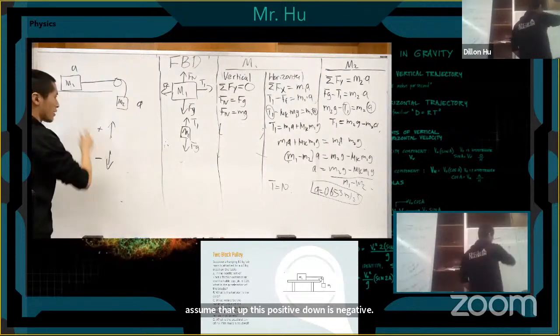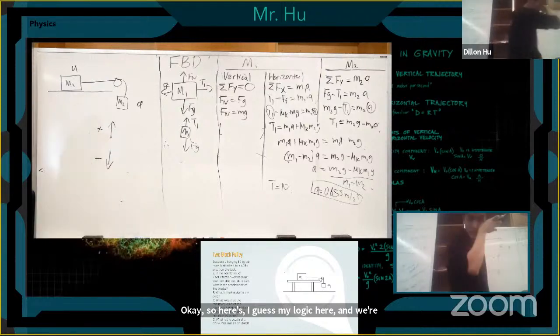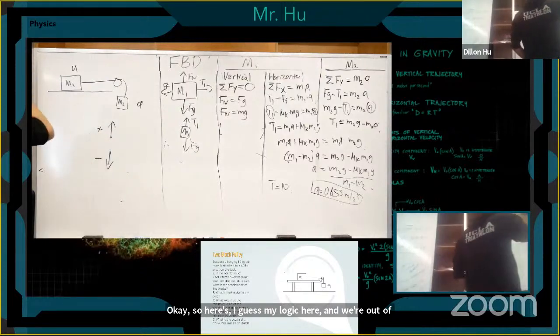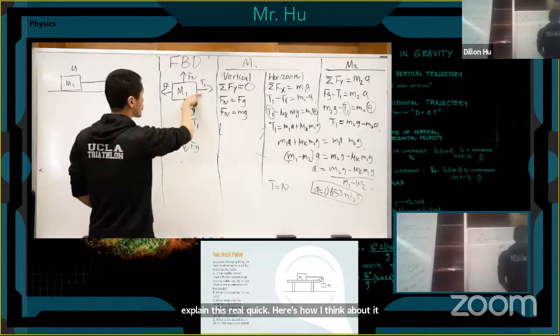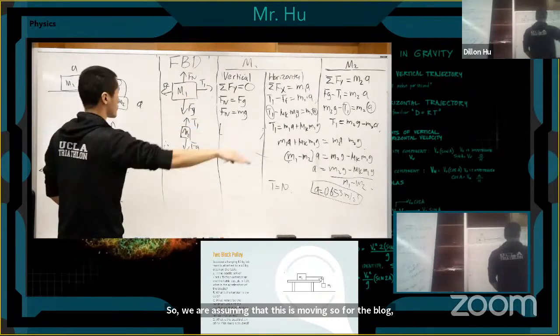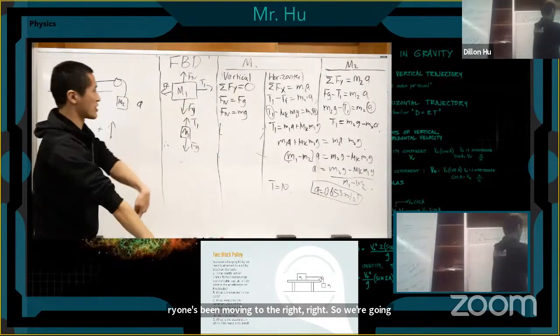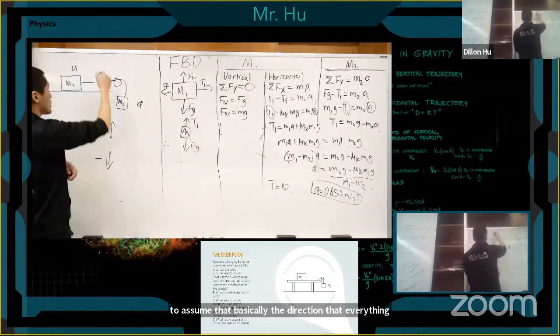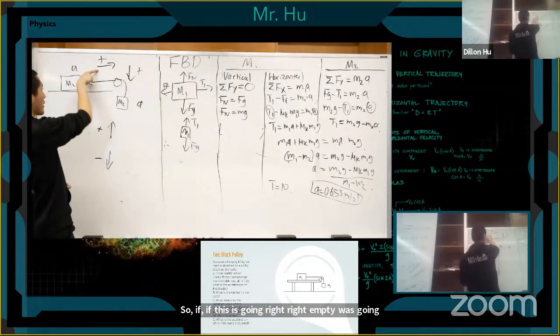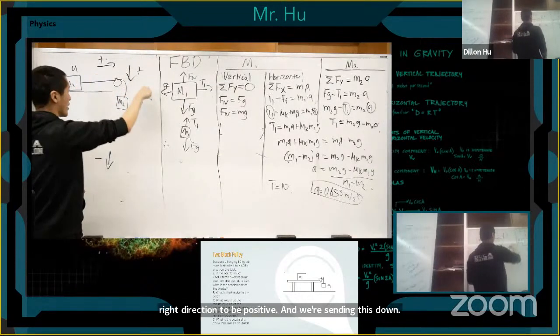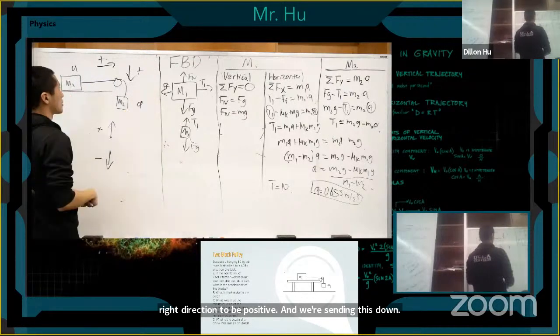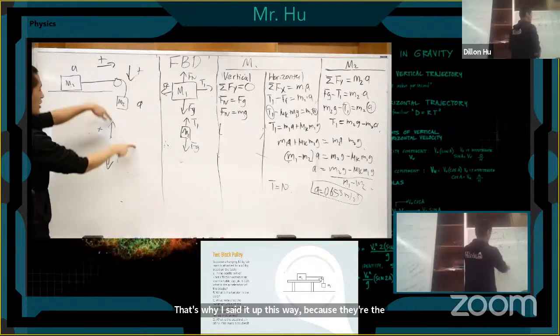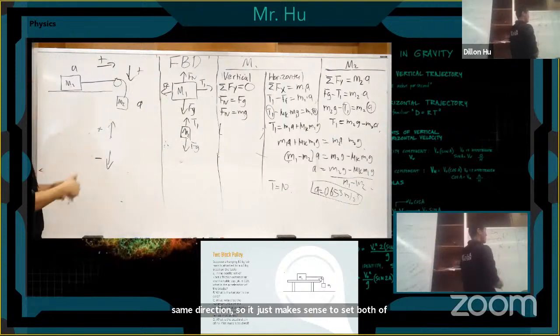Okay, so here's my logic here. We're out of time, we're actually 1 minute over, but let me explain this real quick. Here's how I think about it. We are assuming that this is moving, so the block M1 is going to be moving to the right. So we're going to assume that the direction that everything is moving in is the positive direction. If this is going right, M2 is going down. So we're setting the right direction to be positive, and we're setting the down direction to be positive. That's why I set it up this way. Because they're both in the same direction, it just makes sense to set both of these directions at the same sign.